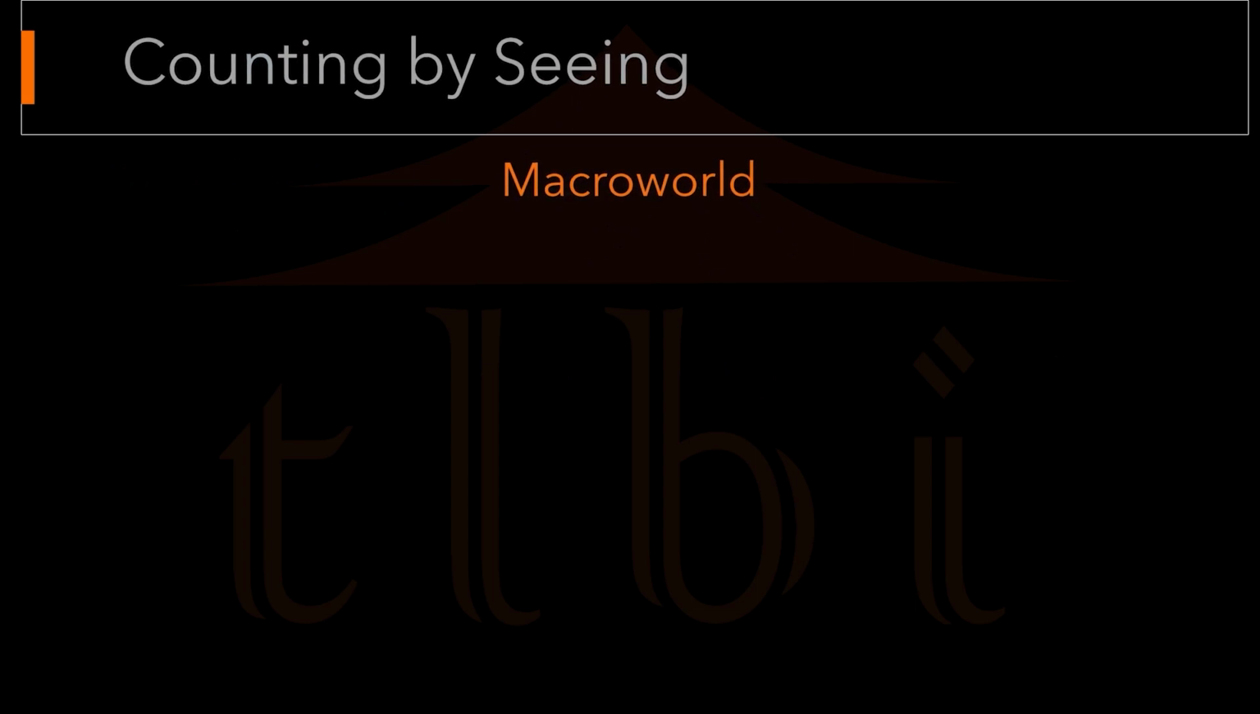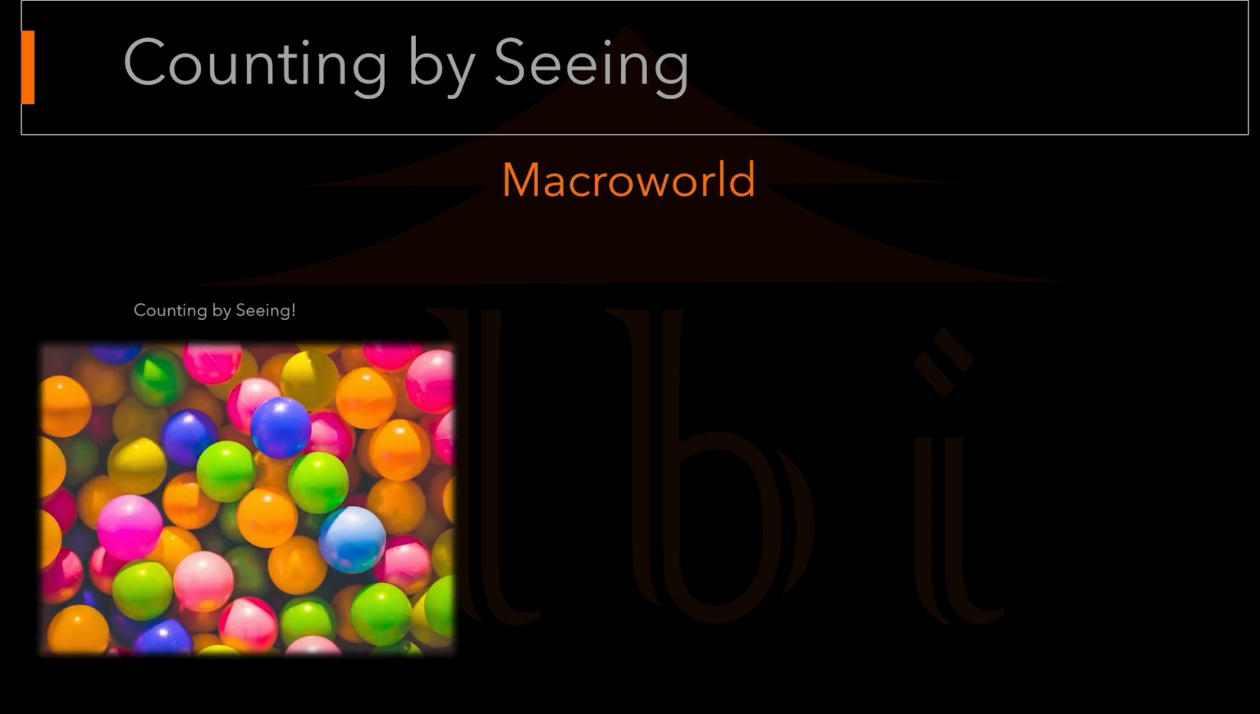So let's talk about stoichiometry now. Stoichiometry means there are some numbers involved of the reactant components. Now in the macro world, we count by seeing, right? You can see in this picture that there are some balls of different colors. We have green, blue, pink.